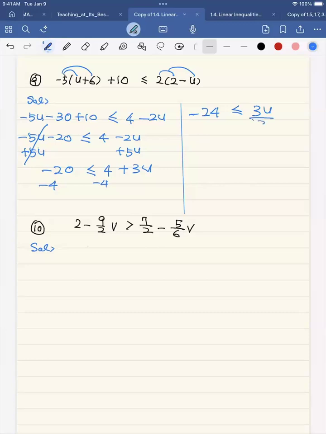Then you divide by 3, that's a positive number, so we don't change the inequality sign. And 24 is 3 times 8, so these 3 will cancel each other. And left side is negative 8, that's less than or equal to u. So u is greater than or equal to negative 8.